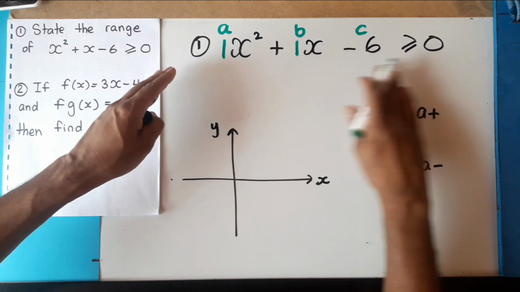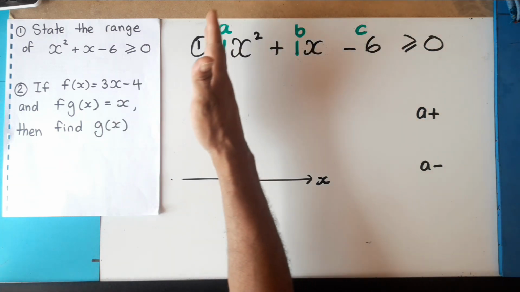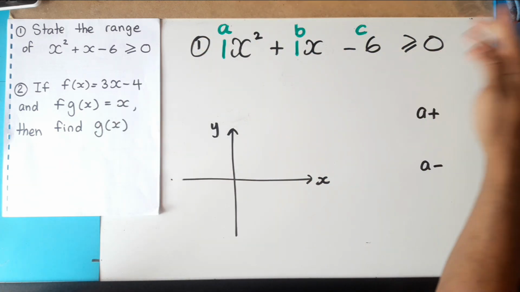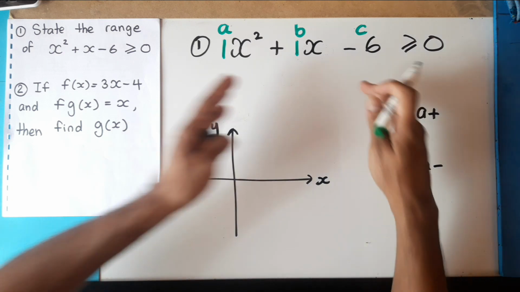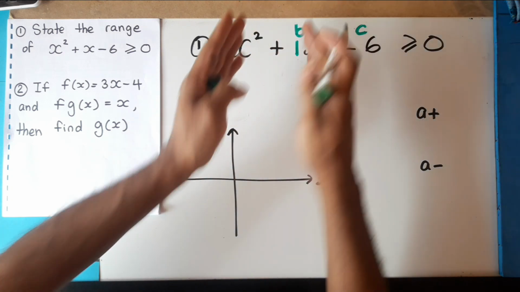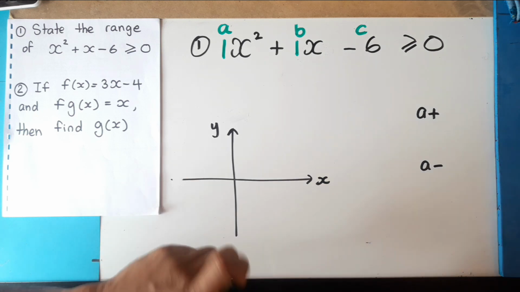Whenever you get a question like this, make sure everything is on one side and you have 0 on the other side. If they have some of the items on this side, make sure you throw it across and rearrange it to make it look like this.